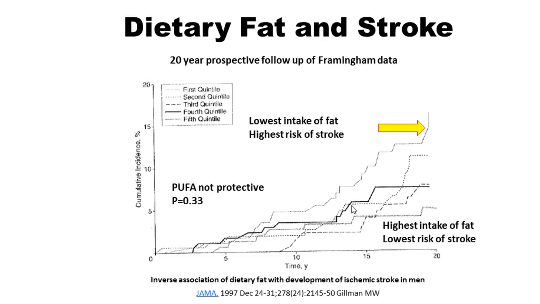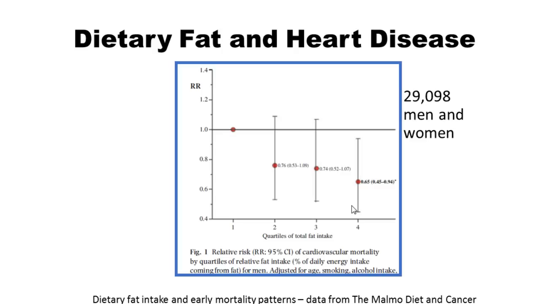A 20-year follow-up of the Framingham data, so not some crappy little study, but a huge, well-followed study in 1997, showed the same thing. Again, breaking them into quintiles, they looked at who had the lowest intake of fat, and those people at the top have the highest risk of stroke, compared to the people eating the most fat, who had the lowest risk of stroke. So fat was not risky at all, actually substantially protective. And this is 20-year prospective data, which is a hell of a lot better than what Ansel Keys did, which was a single cross-sectional study at the time.